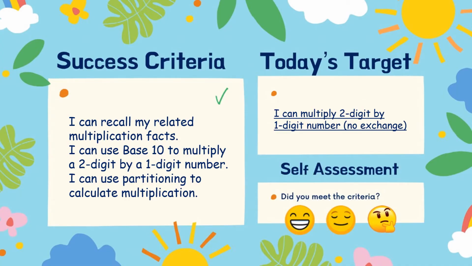Today's learning target is I can multiply two digit by one digit numbers with no exchange. That means we won't be crossing any tens today. So in today's lesson you are going to be able to recall your multiplication facts, use base 10 to multiply a two digit number by a one digit number, and also use partitioning to calculate multiplications.